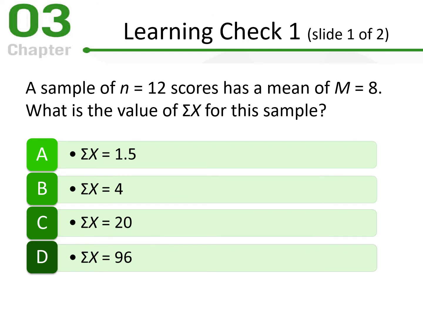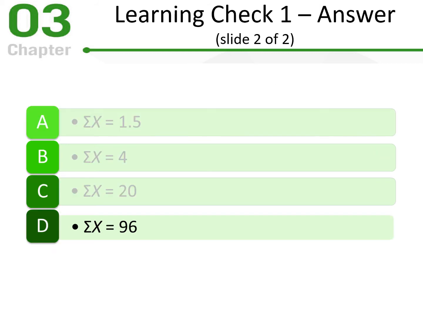So here's a problem to check on. If you have 12 scores that have a mean of 8, what's the value of the sum of x? Well, this is just reverse engineering the problem. If the mean is equal to the sum of x over n, then all I have to do to find the sum of x is multiply n times the mean. So in this case, my n is 12 and my mean is 8. If I multiply my sample size times the mean, I will get my sum of x. 12 times 8 is 96.